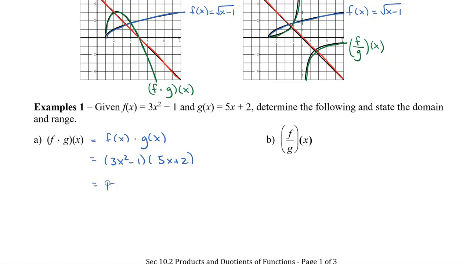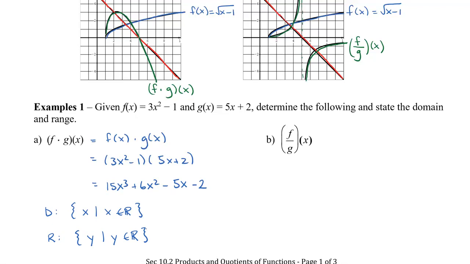So when we do that, we get 15x cubed plus 6x squared minus 5x, and then minus 2. So this domain is easy to find because we can see that this function is a polynomial. So we have x such that x is all the real numbers. And since this is a power 3, we also know that y is also all the real numbers.